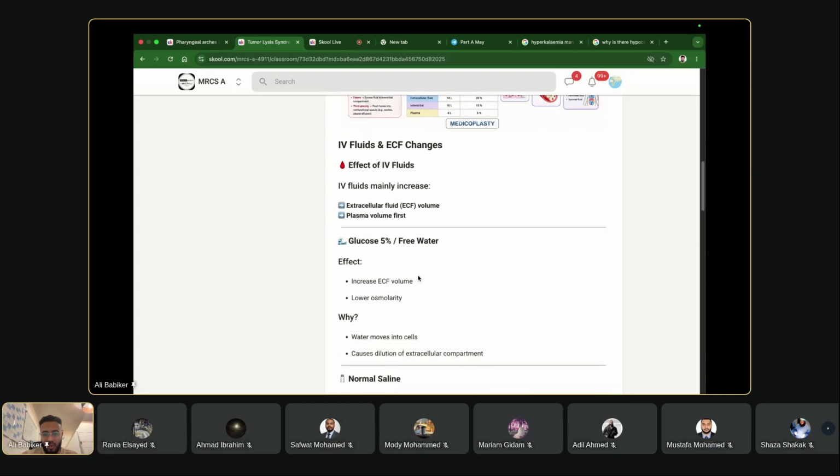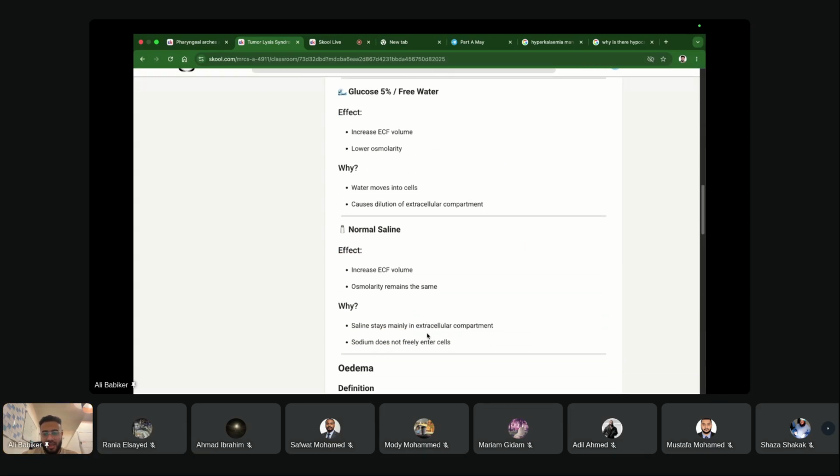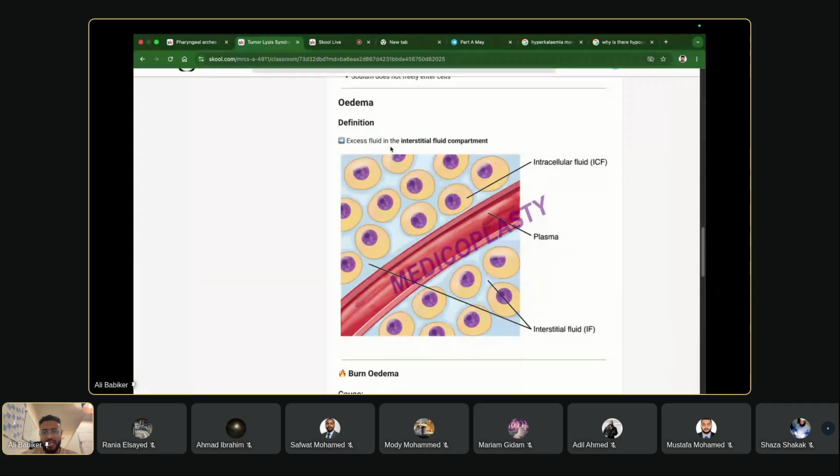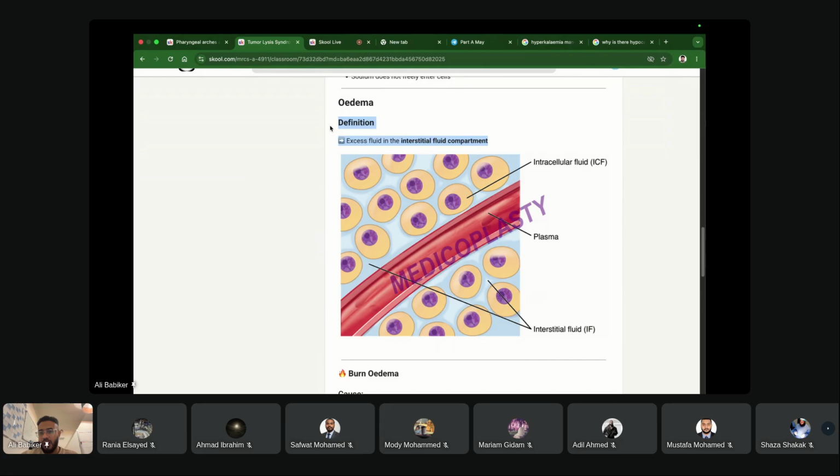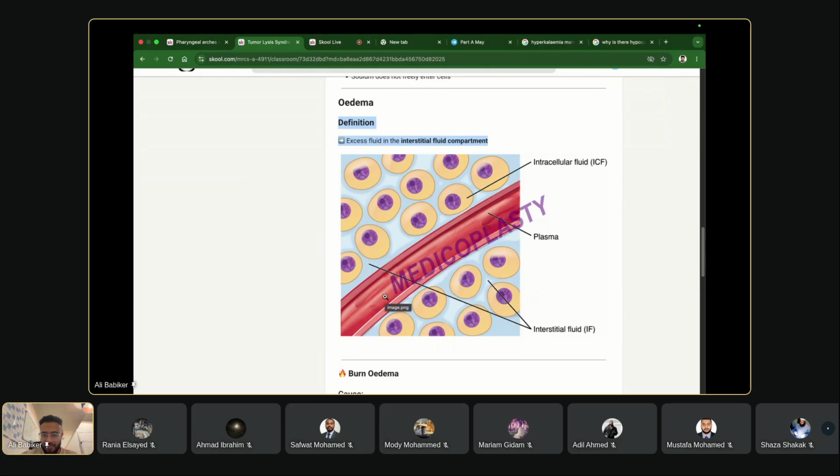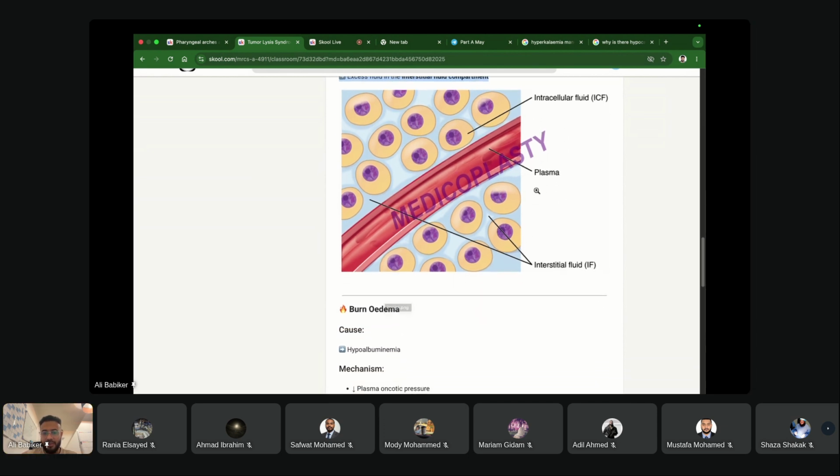I don't think there will be a question. Edema: the definition is excess fluid in the interstitial fluid compartment. Very important. If you want to understand, here is the plasma, here you have the interstitial fluid, and here you have the intracellular fluid. This image explains everything.